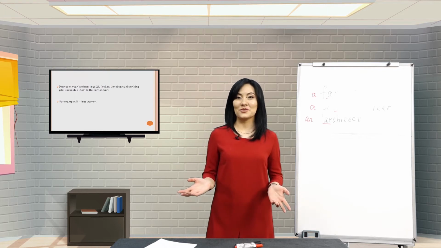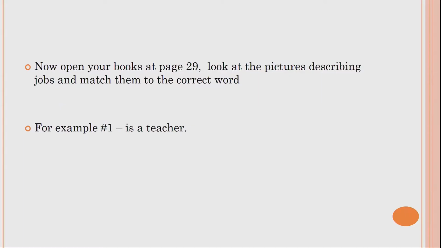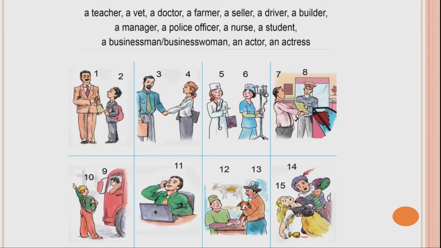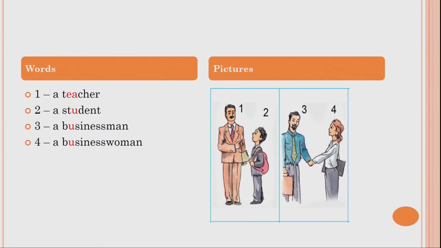Now open your books, page 29. Look at the pictures describing jobs and match them to the correct word. For example, number 1 is a teacher. Okay, look at the pictures. Try to find the word. Let's check it together. Number 1, a teacher. Number 2, a student. Number 3, a businessman. Number 4, a businesswoman.